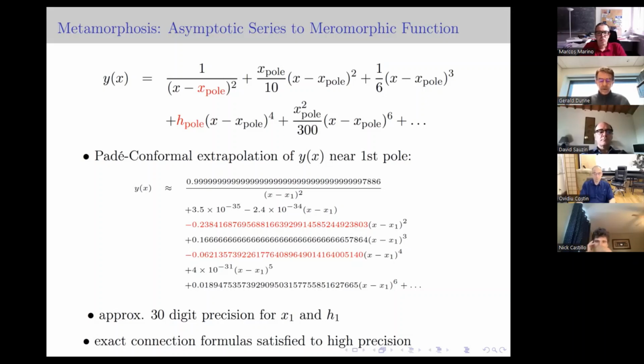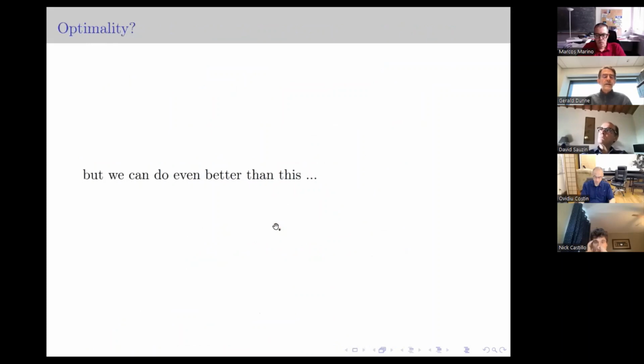Moreover, you can now look at the exact connection formulas. A lot is known about this function. It's been quantified from many different approaches. And the connection formulas, as you rotate by 2π/5 or 4π/5, can now be confirmed using this Padé conformal extrapolation. So that's encouraging. It's not that we needed 1,000 terms in this expansion. You can get very good precision with maybe 10, 20 terms, and very, very high precision if you go to something like 50 or more.